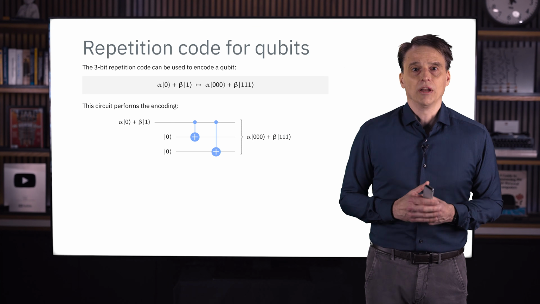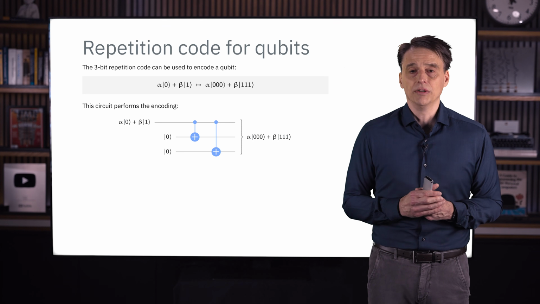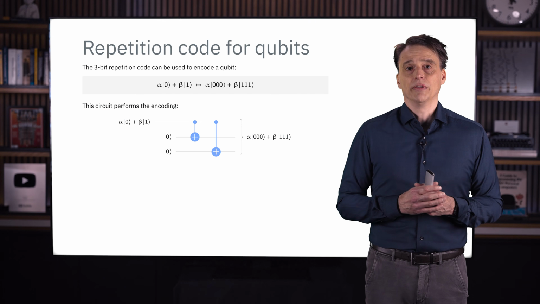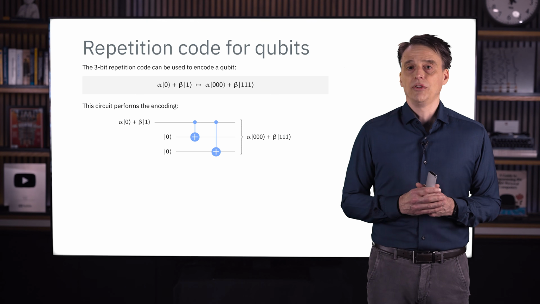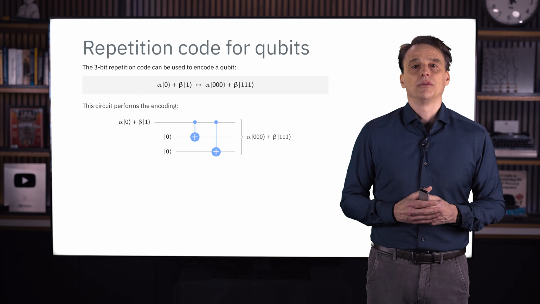The encoding that we're talking about, on the other hand, is very easily implemented. Here's a very simple quantum circuit that does it using 2 initialized workspace qubits and 2 controlled NOT gates.